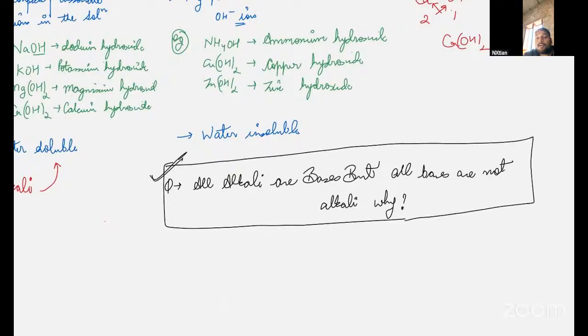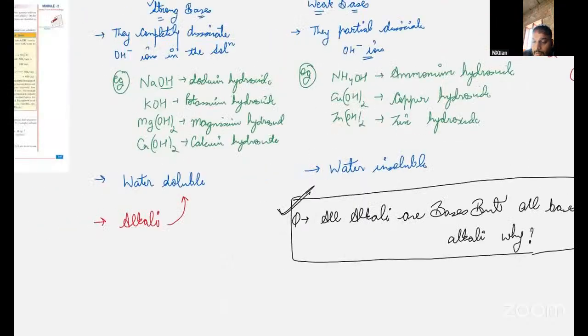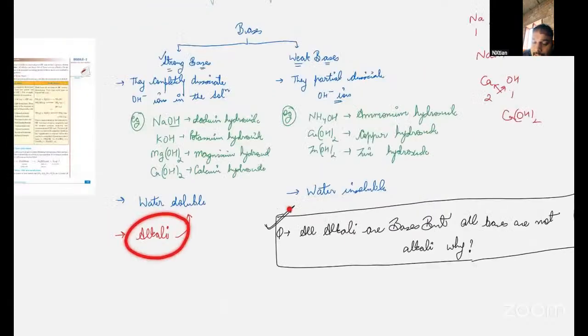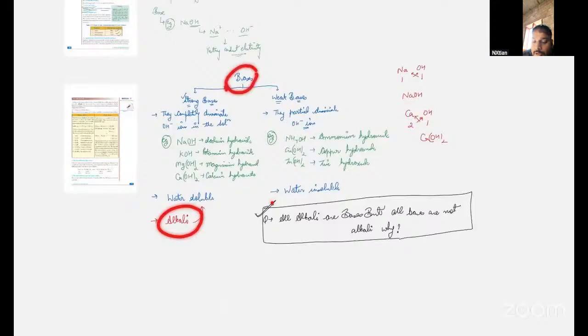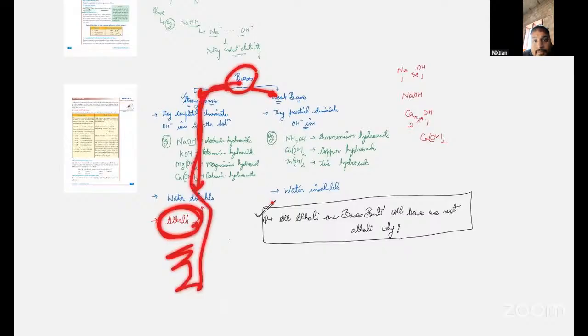So the answer of this. Everyone, please pay attention. The answer of this is, listen, guys. As we know, for example, base is the grandfather. Base has two sons, strong base and weak base, and the strong base has a son called alkali. So whatever alkalis are there, they all come under the bases. Yes or no? But all bases are not alkali. Why? Because weak bases are also there, which are not water soluble.